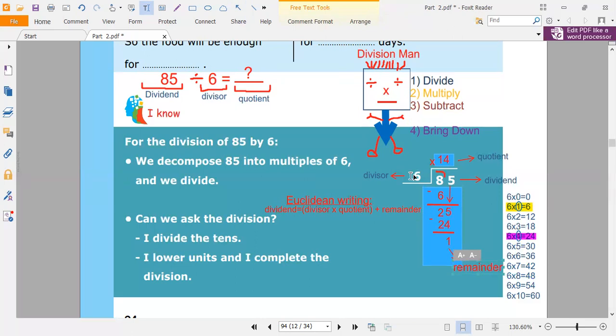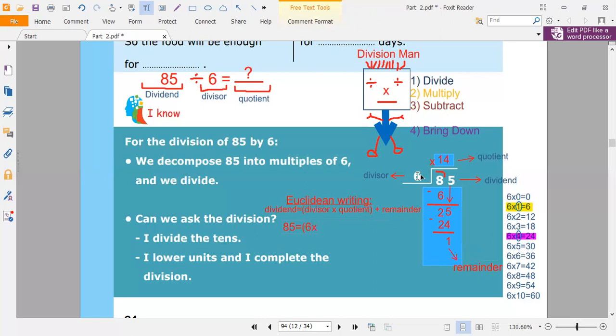Now we have to learn how to write the Euclidean writing. The Euclidean writing is: dividend equals divisor times quotient between parentheses plus remainder. What is the dividend? The number that we divide, which is 85. So we write 85 equals. We open the parentheses. What is the divisor? The divisor is the number we divide by.